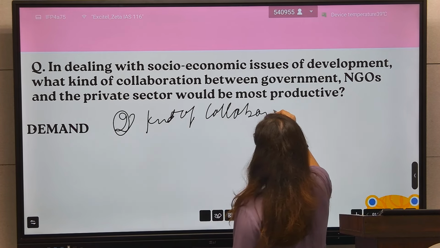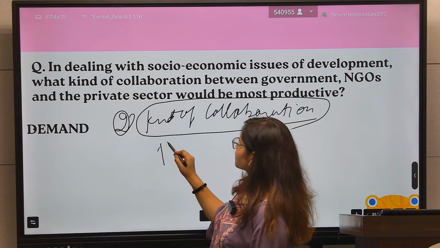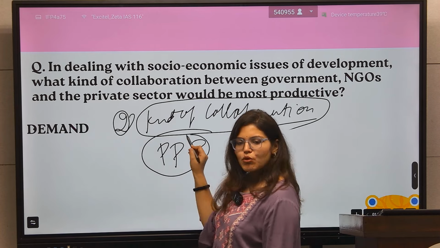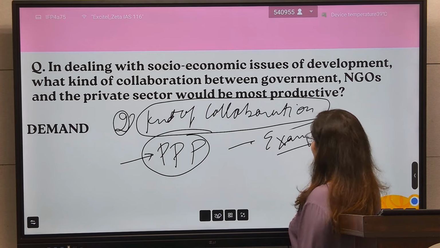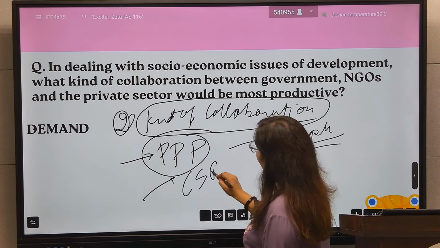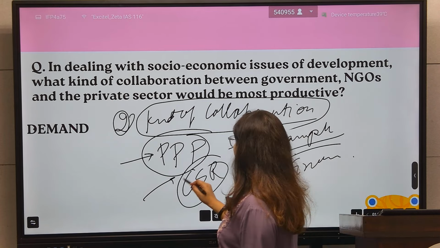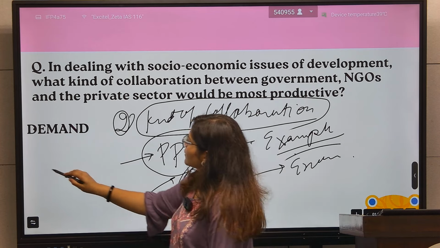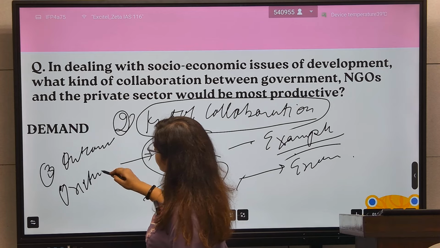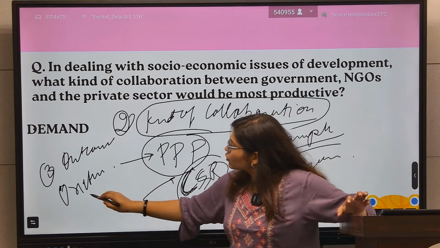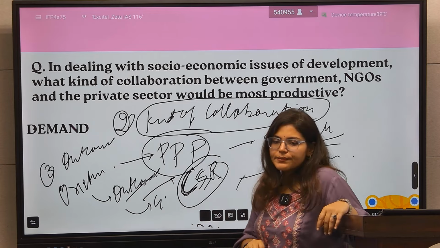Kind of collaboration. So in this, you know about the PPP model, you give an example also. Then you know about the CSR model, that is corporate social responsibility. Third is the outcome oriented model, that the finances are linked to the outcome. So here you also give an example.